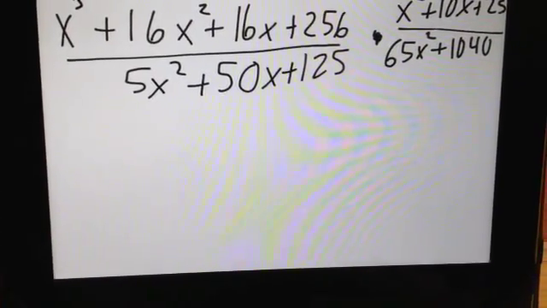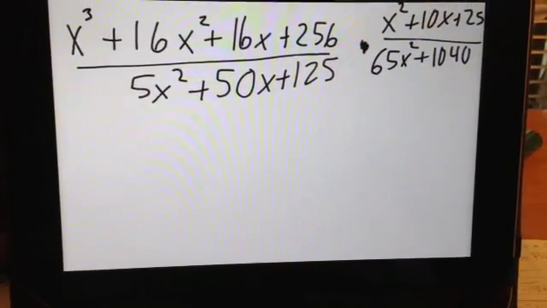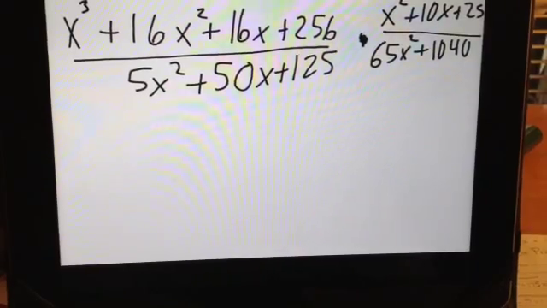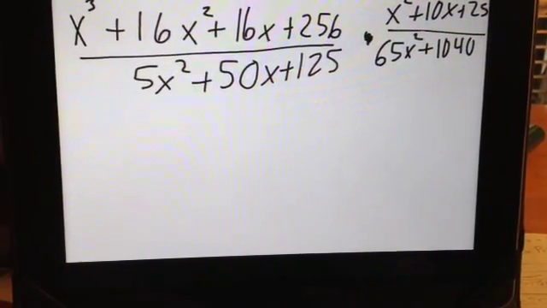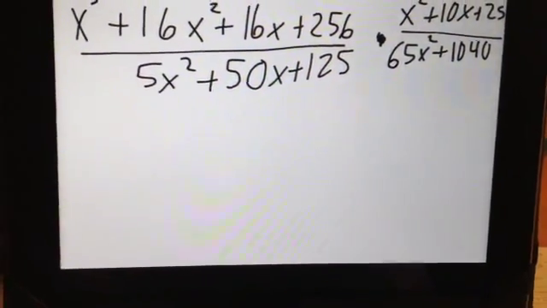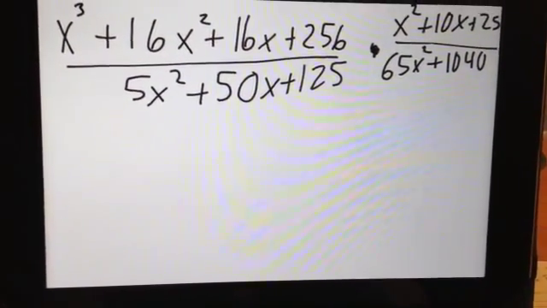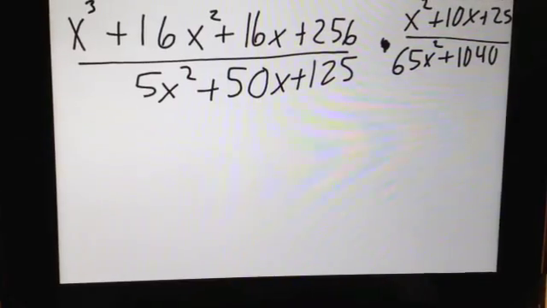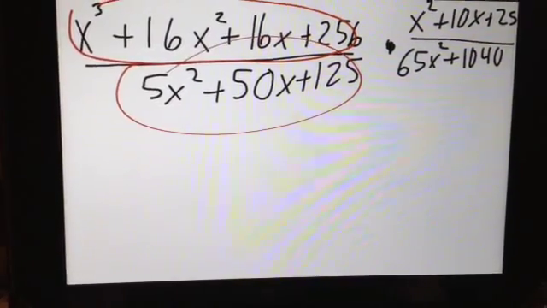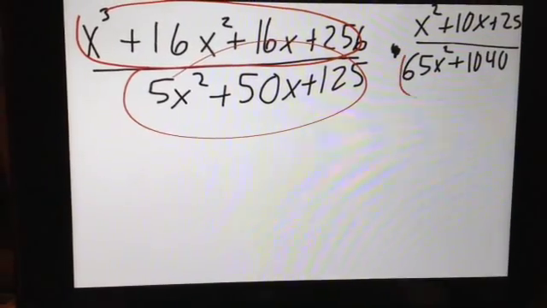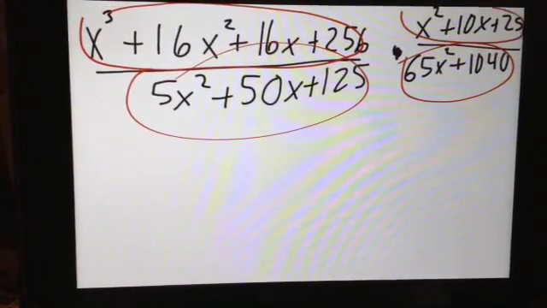How to do is multiplying rationals together. Now, right here we have two rationals right next to each other. The first thing we want to do is factor out all the functions, each individual function. So we're going to factor out this one, then this one, then this one, and this one.